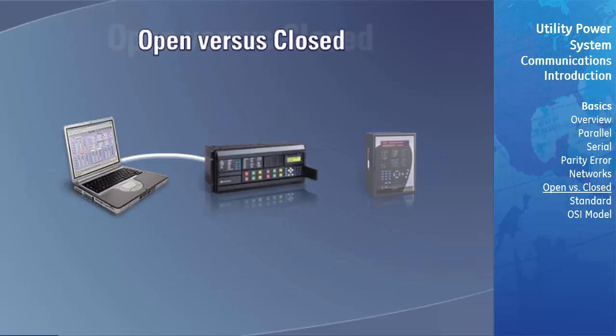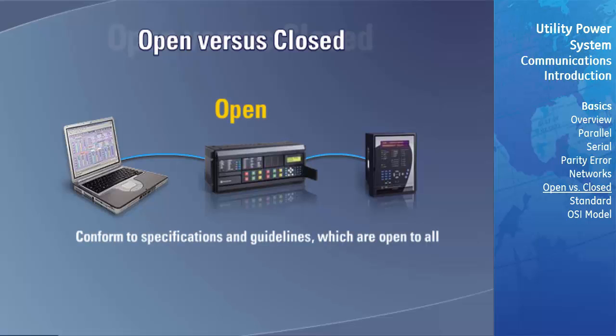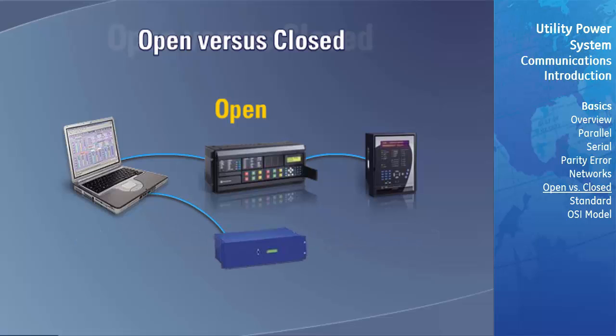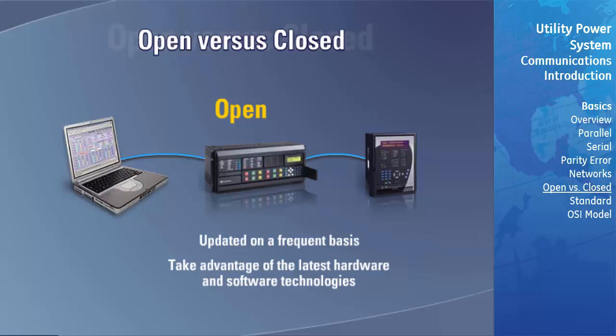Open systems are those communication networks that conform to specifications and guidelines which are open to all. This allows equipment from any manufacturer who claims to comply with a particular standard to be used interchangeably on this network. This provides the end users with many choices of equipment suppliers. The network standard being open will tend to be updated on a frequent basis to take advantage of the latest, widely available, and cost-effective hardware and software technologies.